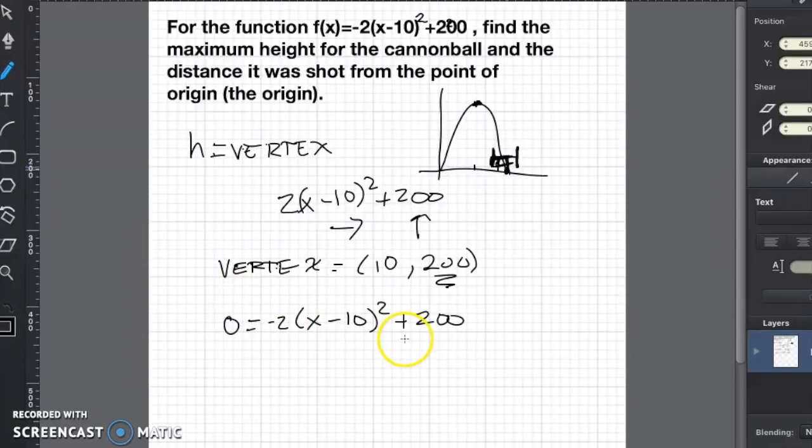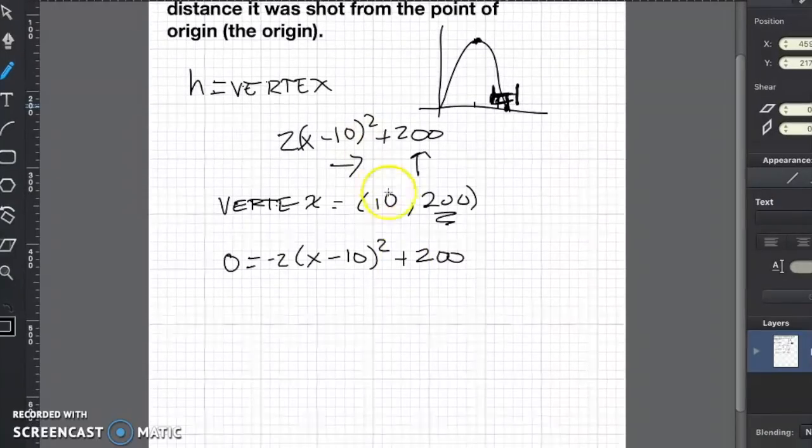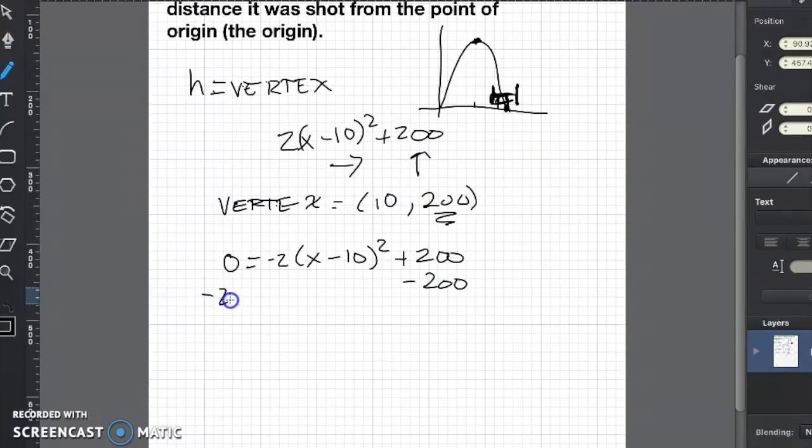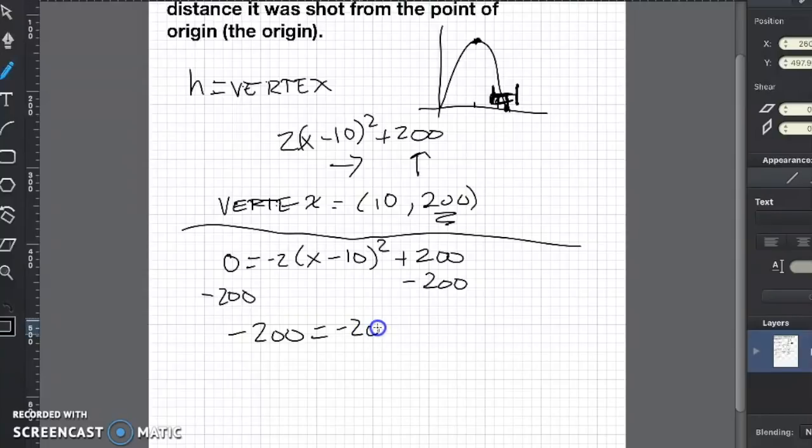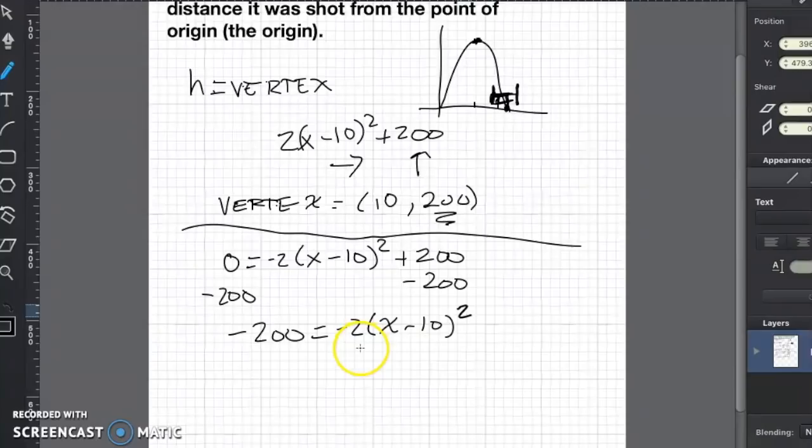I'm going to figure it out in a kind of traditional fashion here. See if I can scroll up a bit. There we go. So I'm going to subtract 200 from both sides. I'm going to separate these out a bit. Right, subtract 200 from both sides. That's good. So then I'm going to get negative 200 on one side, minus 10 squared. Okay, so now what else do I want to do?